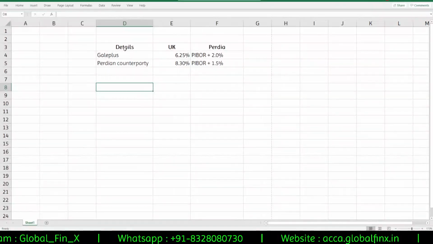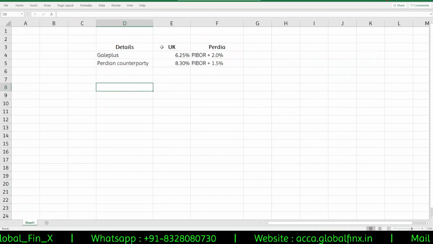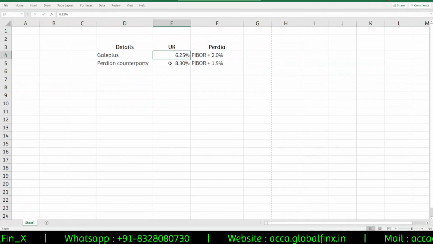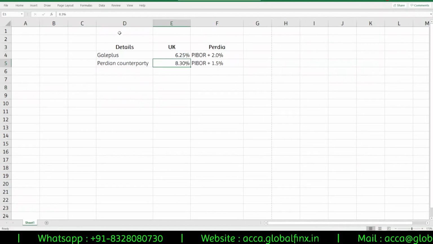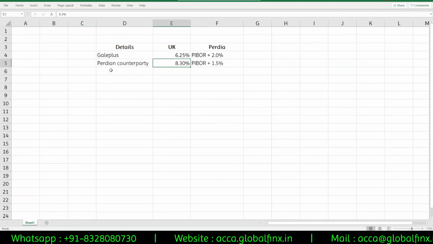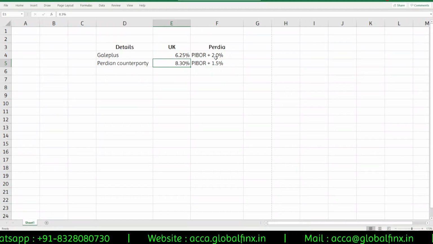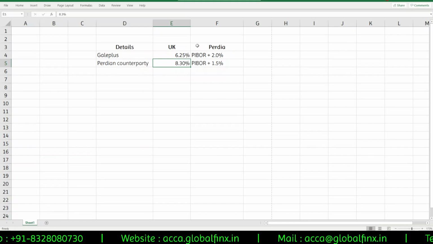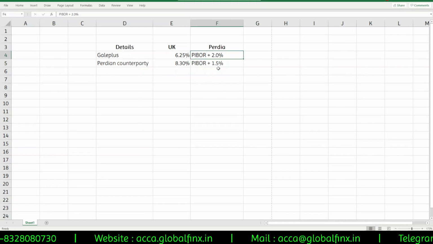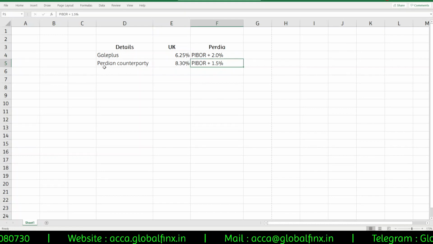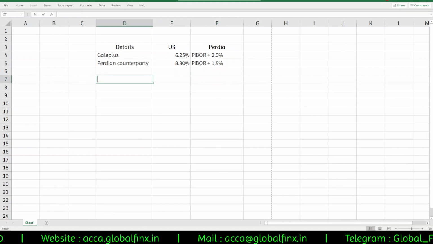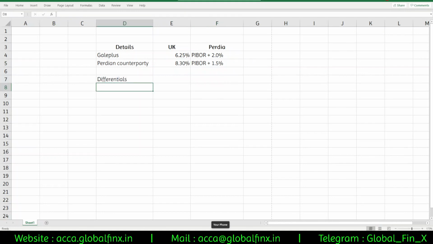Okay, I have taken the given facts from the question here. 6.25% is the fixed rate of interest for Galeplus and 8.3% is the fixed rate for the per diem counterparty. Whereas for the floating rate of interest, it is P power plus 2% for Galeplus and P power plus 1.5% for the per diem counterparty.